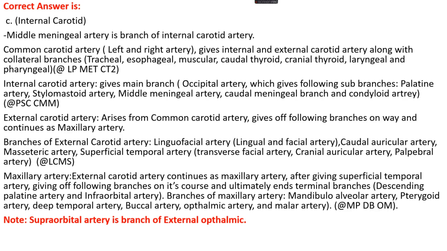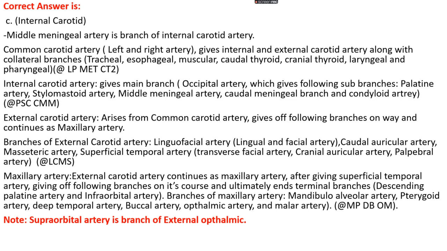If we use a mnemonic, then we can learn it like LP MET CT2, where L stands for laryngeals, P stands for pharyngeals, M stands for muscular, E stands for esophageals, T stands for tracheal, and CT stands for caudal thyroid and cranial thyroid. Okay, and it gives two branches, the internal carotid artery and the external carotid artery.